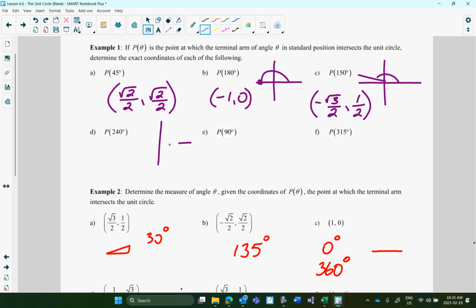240, again, maybe this helps you. So 180, 240, that's the short, long. They're both negative, so -1/2, -√3/2. 90 degrees just goes straight up here. 0, 1.